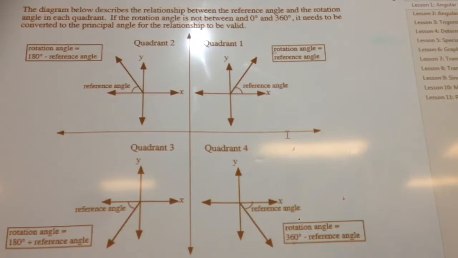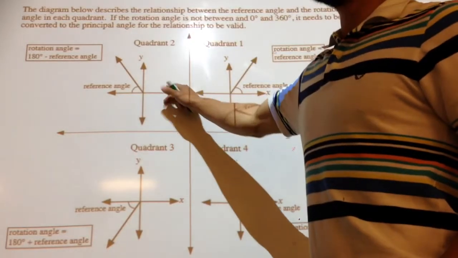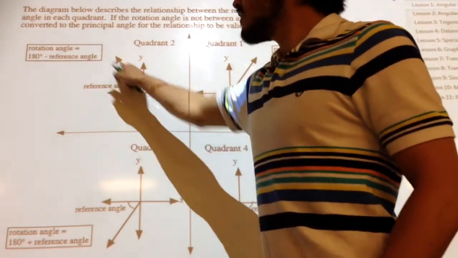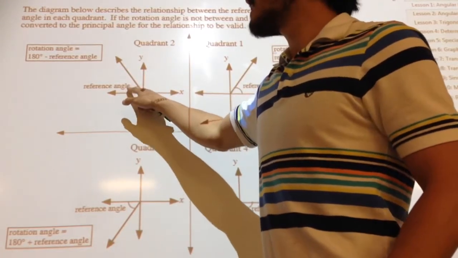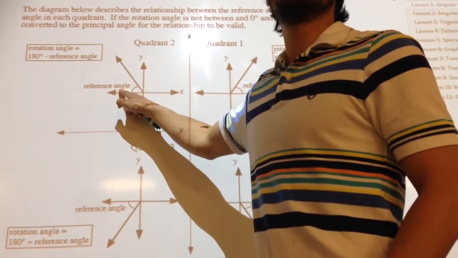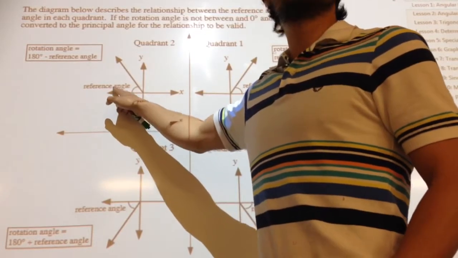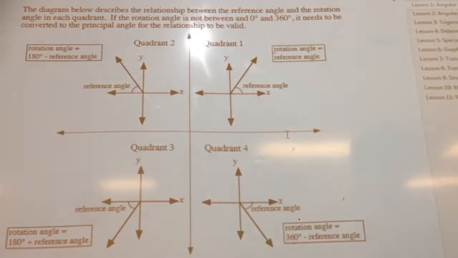As an example, if you had a rotation angle that ended here in quadrant 2, in order to find the reference angle, you'd have to subtract it from 180 degrees. All right? Fist of 5, 1 to 5 there.